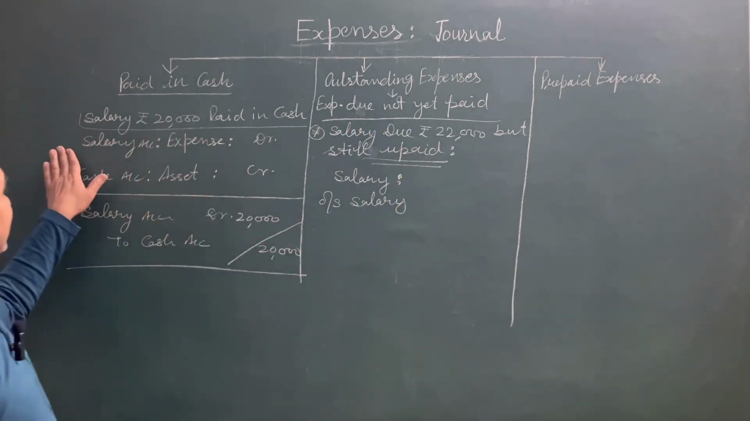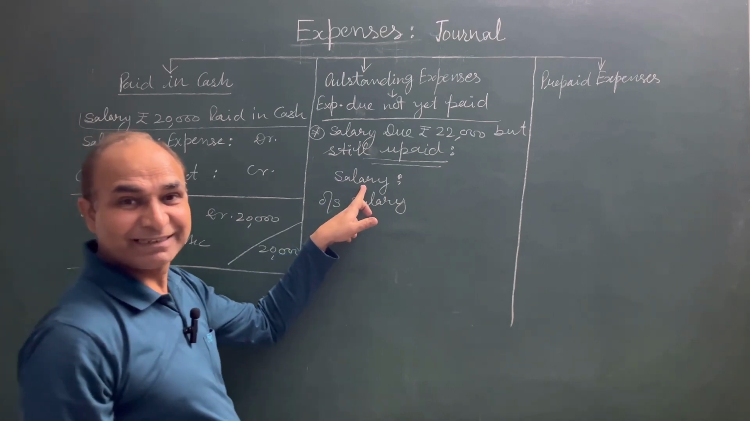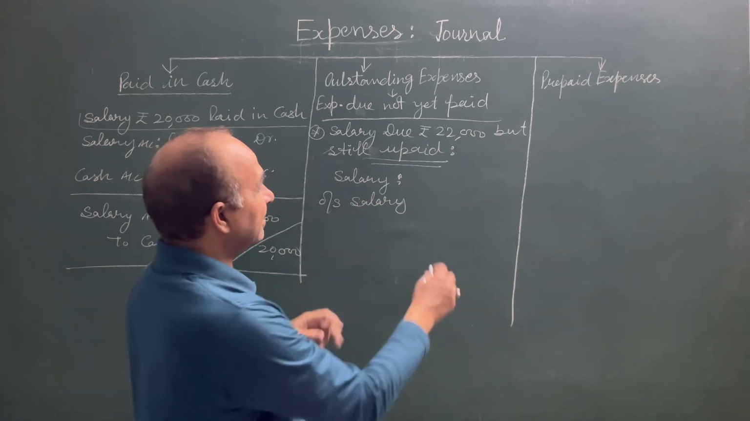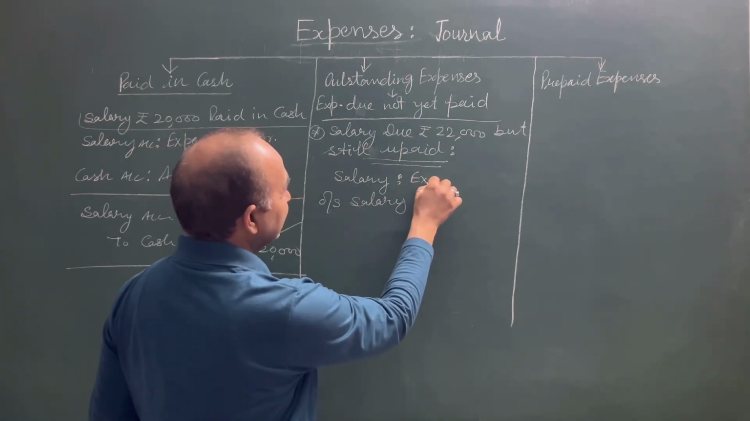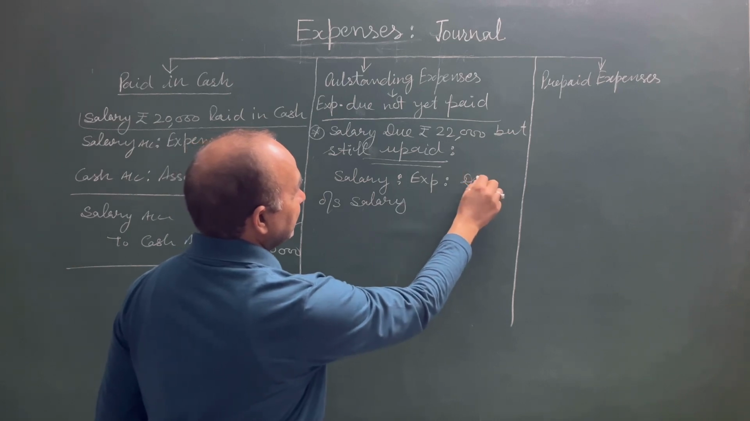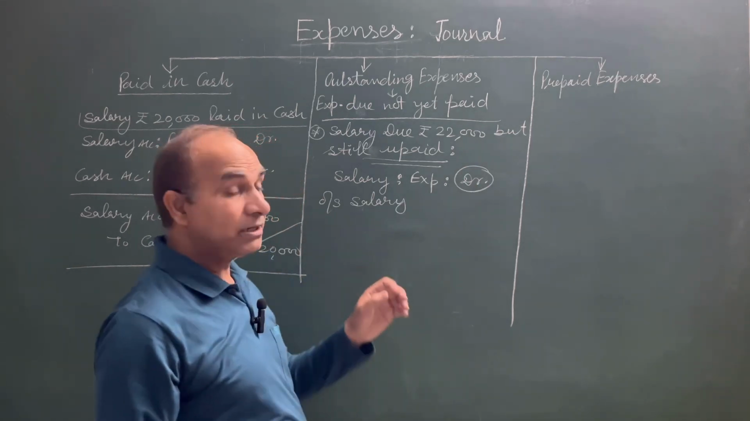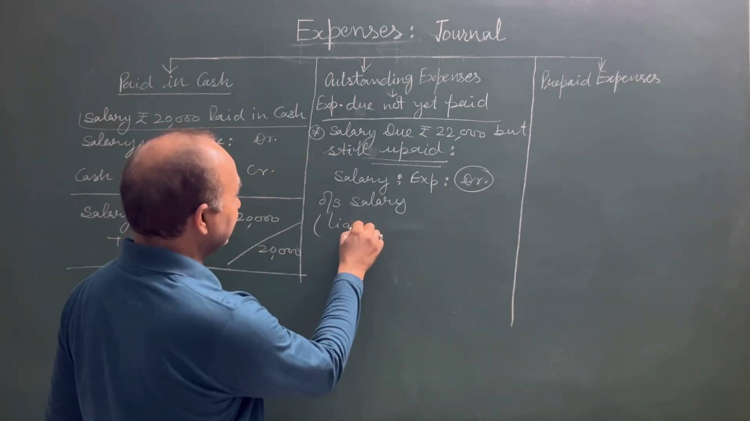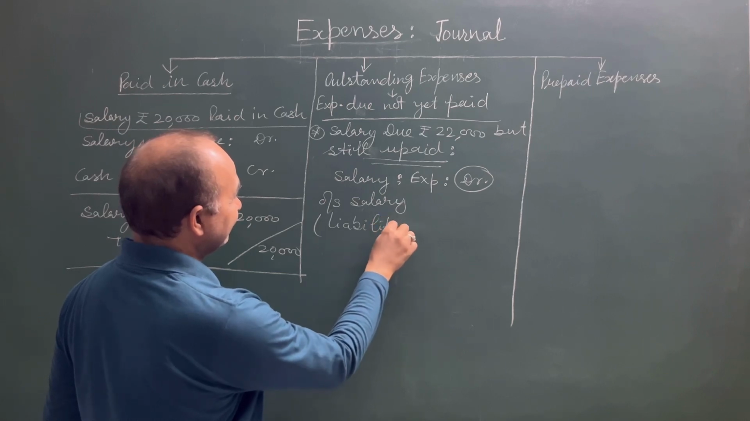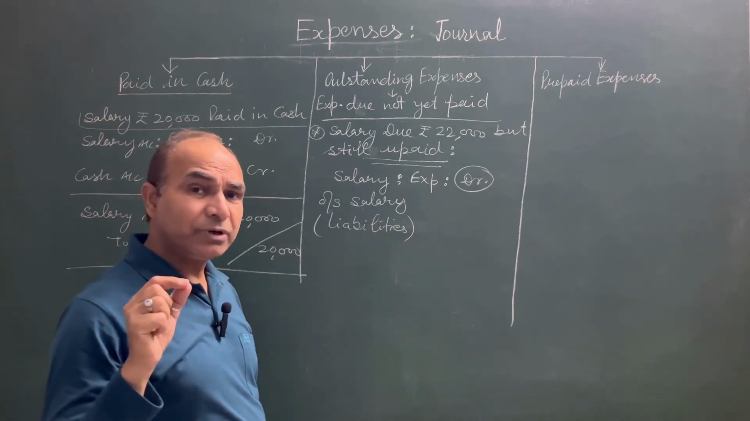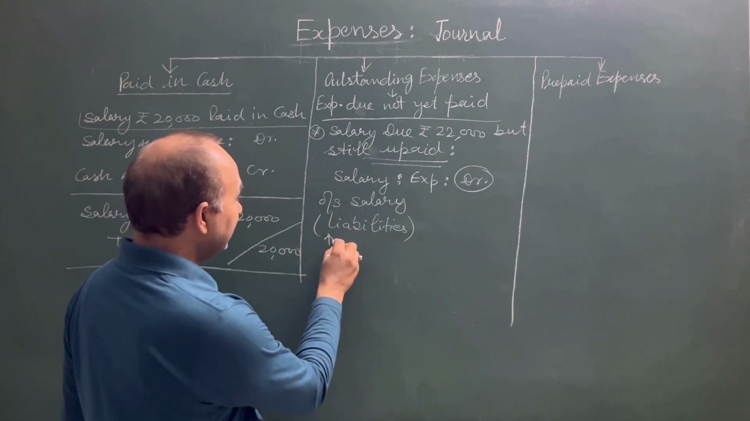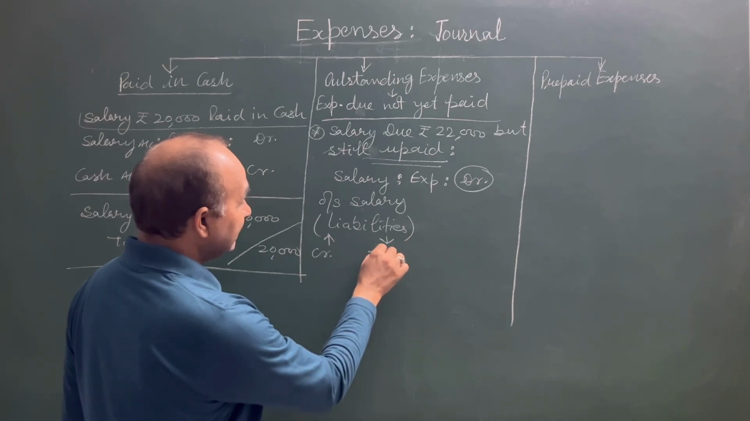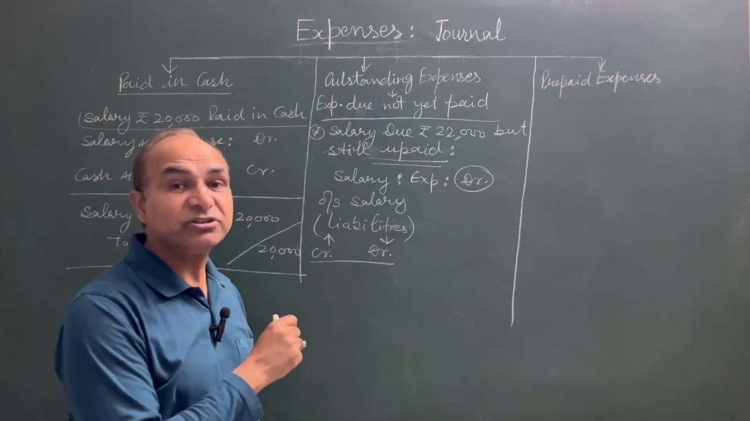Like the first case, salary is an expense. This falls in the category of nominal account. Since it is falling in the category of nominal account, it will be debited because it is an expense. Second is what? Outstanding salary. Outstanding salary forms part of liabilities. And one thing you need to understand about liability: when liabilities increase, these are always credited, and when liabilities decrease, these are debited. This is the nature of the liability.